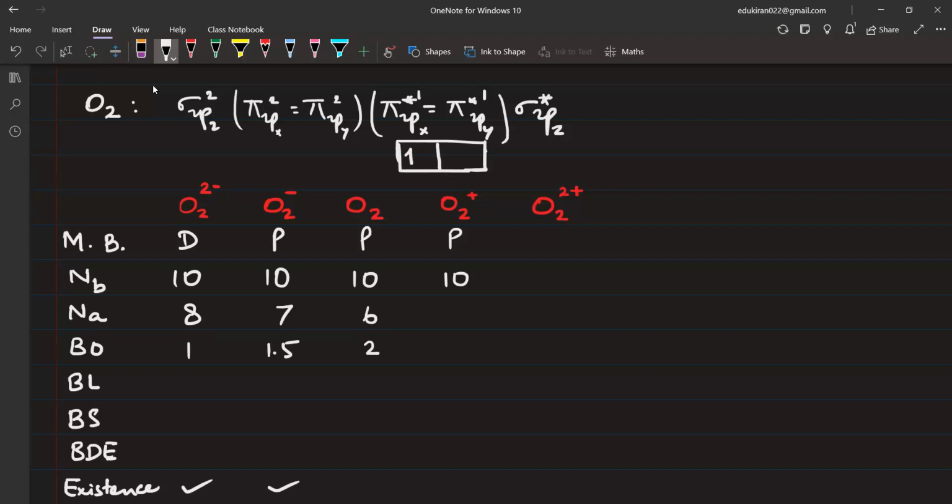We have removed 1 electron from the anti bonding so it will be 5. 10 - 5 it is equal to 2.5. Very good. O2 2 positive में आ जाते हैं, so you will remove 1 more electron, so it will be now dia.